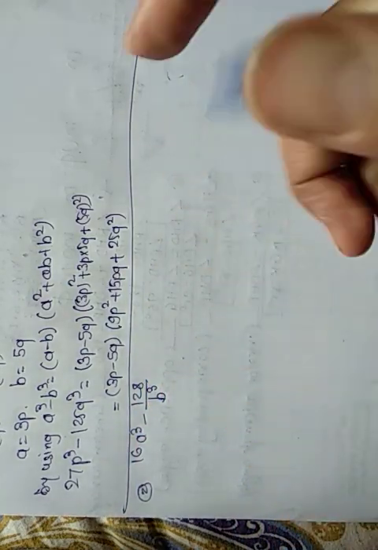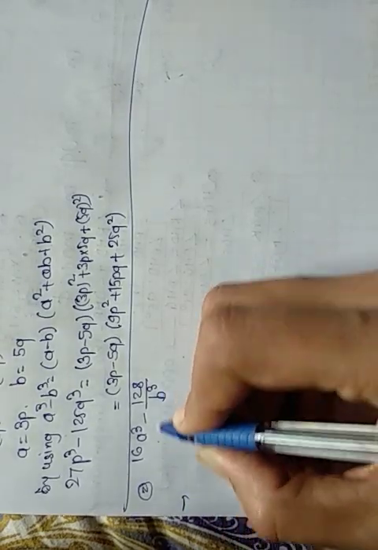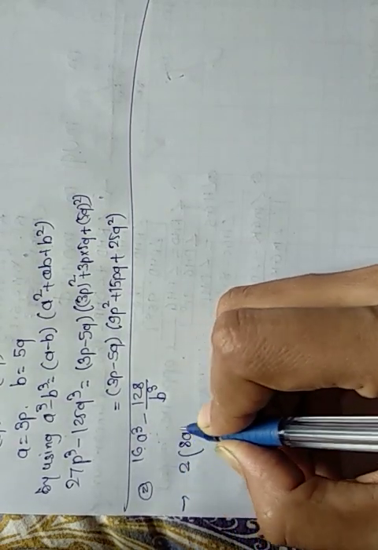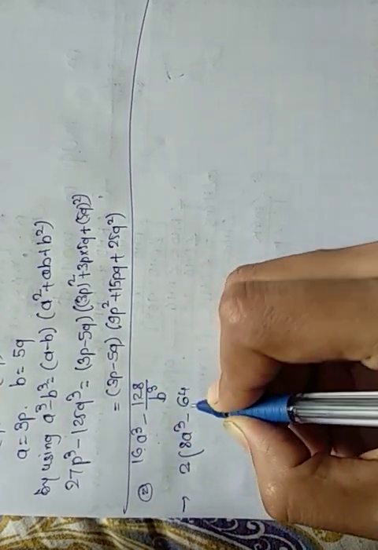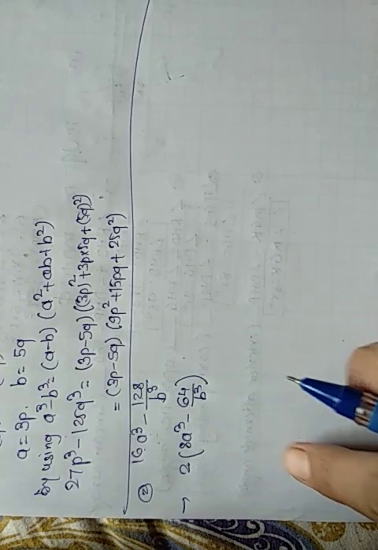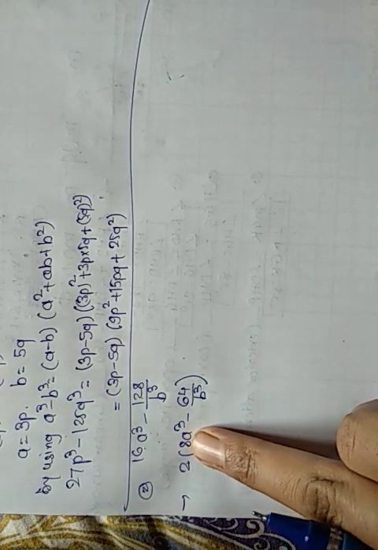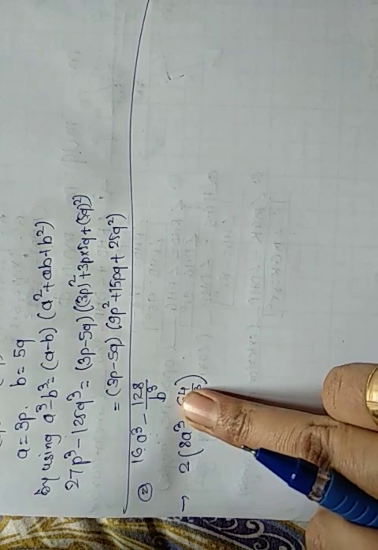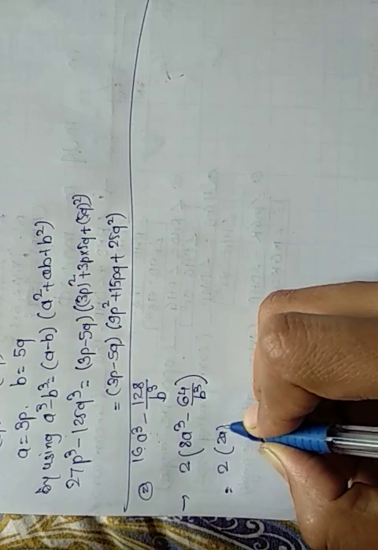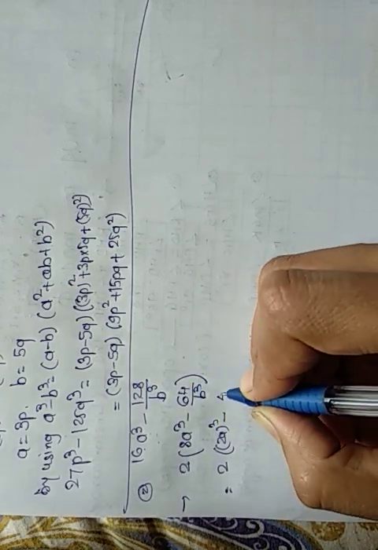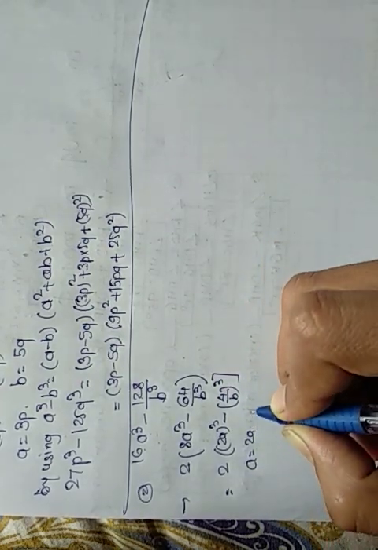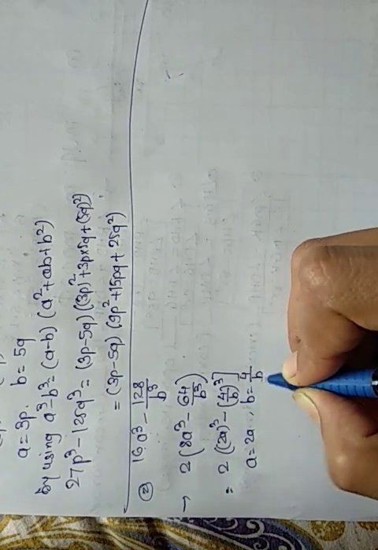So first take a common number from both terms, that is 2. If we take 2 common, then here is 8a cube minus 64b cube. Now look at the bracket. Are 8 and 64 perfect cubes? Yes. 8 is the cube of 2 and 64 is the cube of 4. So 2 into bracket (2a) cube minus (4b) cube. So here the value of a is 2a and the value of b is 4b.